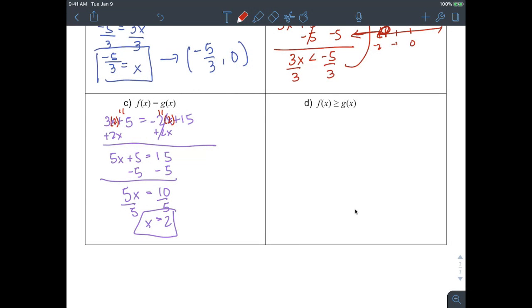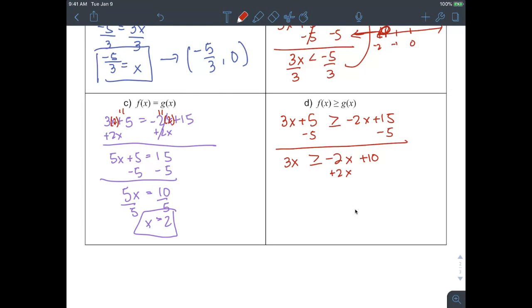All right, so same thing, but we're going to have an inequality this time. So we're going to start with 3x plus 5 because that's f of x. And g of x is negative 2x plus 15. We want to know when f of x is going to be greater than g of x. So we go ahead and we just solve. 3x is greater than or equal to negative 2x plus 10. And then I'm going to add 2x to both sides. We did that backwards this time. So 5x is greater than or equal to 10. And then divide by 5. So I get x is equal to 10/5, 2. X is greater than or equal to 2.